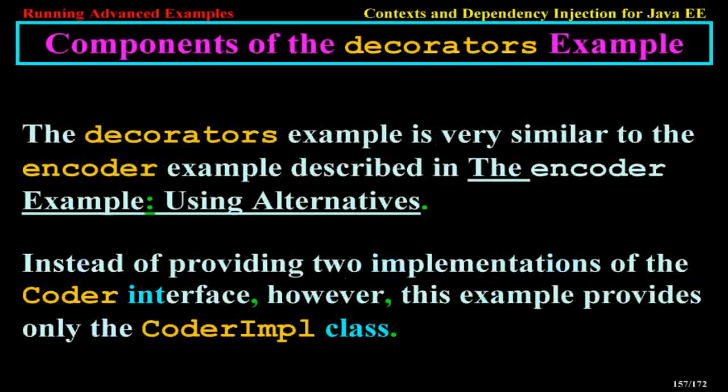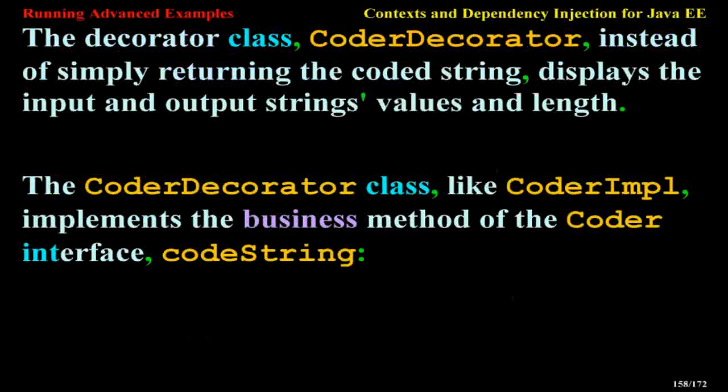Components of the decorators example. The decorators example is very similar to the encoder example described in The encoder example: using alternatives, instead of providing two implementations of the Coder interface. However, this example provides only the CoderImpl class. The decorator class, CoderDecorator, instead of simply returning the coded string, displays the input and output string values and length. The CoderDecorator class, like CoderImpl, implements the business method of the Coder interface, codeString.